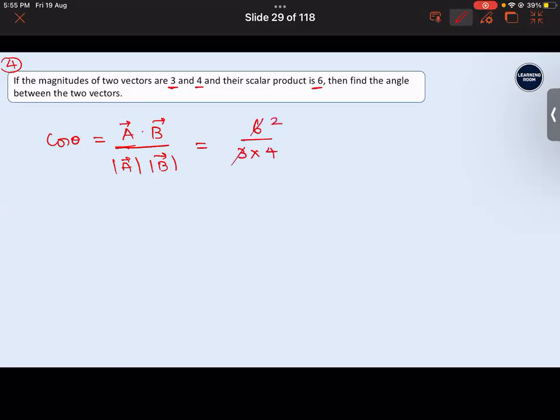So this will go 2 times. This will go 2 times. So cos theta is equal to half. Theta will be equal to 60 degree or pi by 3 radian.